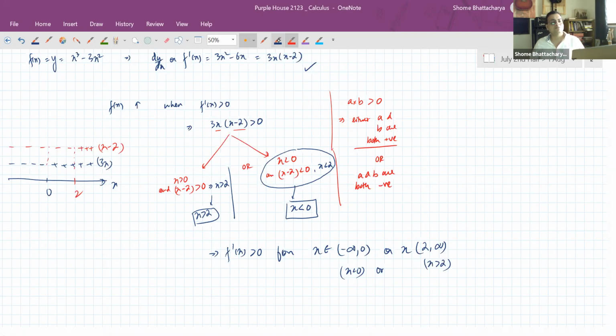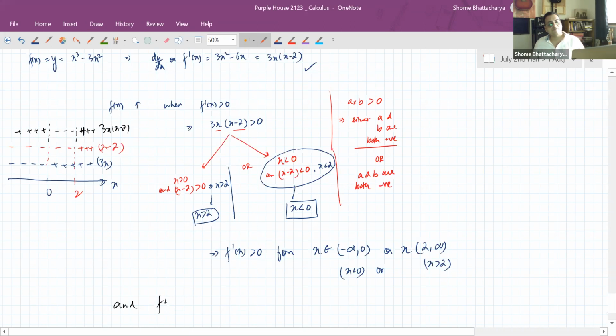So now what can we say about the product of these two terms, 3x into x minus 2? In the region where x is greater than 2, the product is plus into plus, so it's positive. In the region where x is less than 0, it's minus into minus, so again it is positive. And only in the region between 0 and 2, it becomes negative. Likewise, f(x) is decreasing when f prime x is negative. So 3x into x minus 2 is less than 0. That means x belongs to the interval 0 to 2.